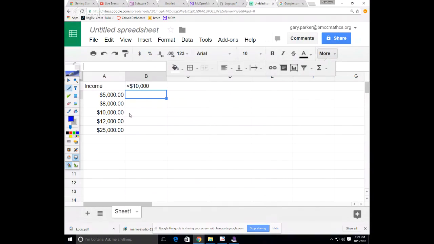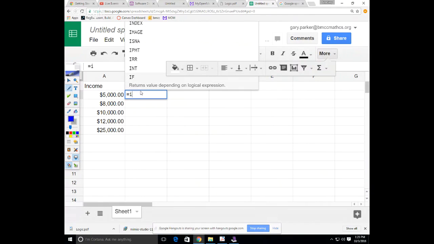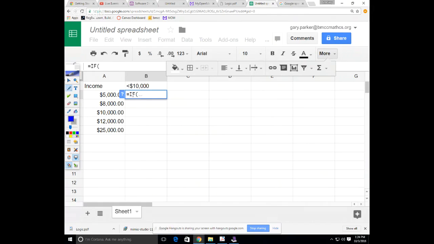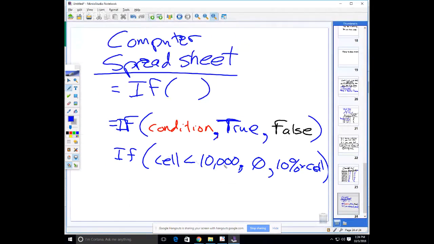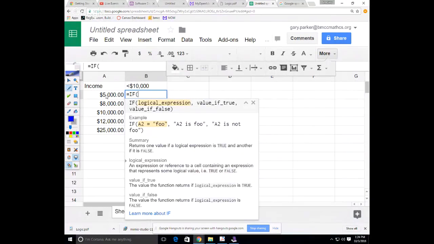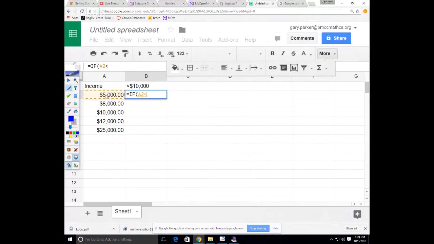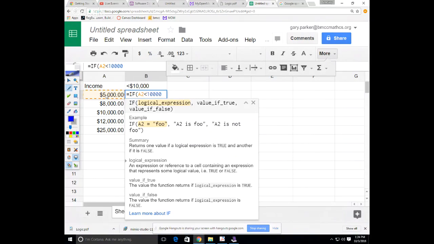Anyway, if I start over here, I type equals IF, it'll list things and tell me what they are. So it returns a value depending on a logical expression. If I hit the question mark and click back on it, it asks, what's your logical expression? My logical expression was: if some cell is less than 10,000. Well, which cell? How about the cell right next to me? So I just click on that cell and say, are you less than 10,000? Okay, comma.